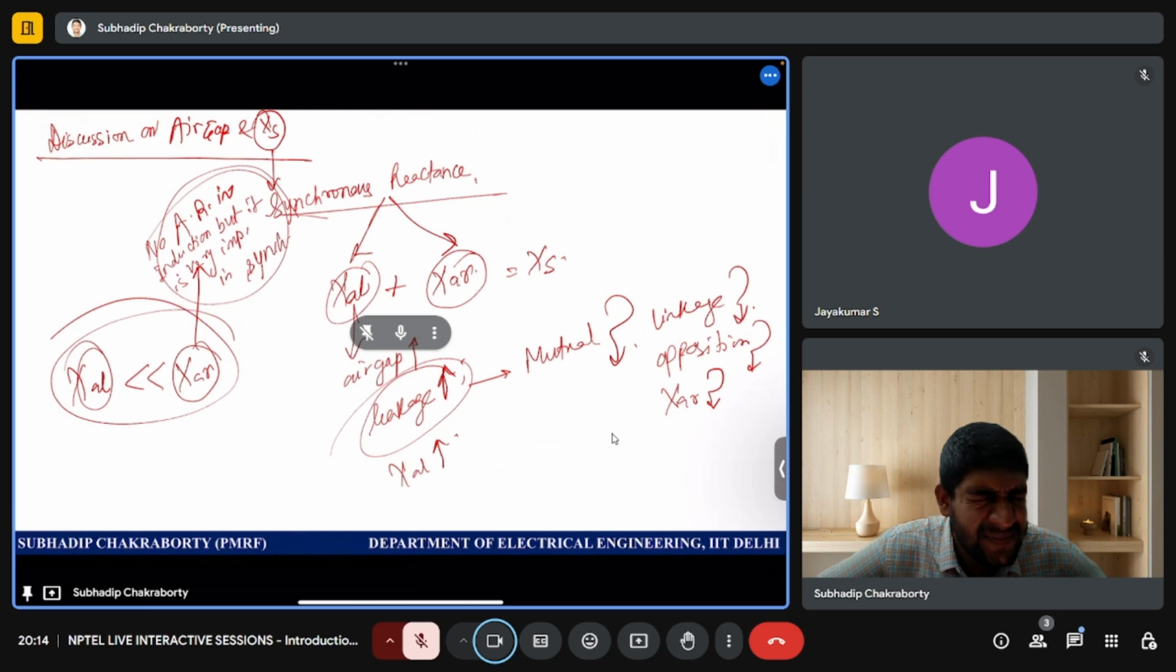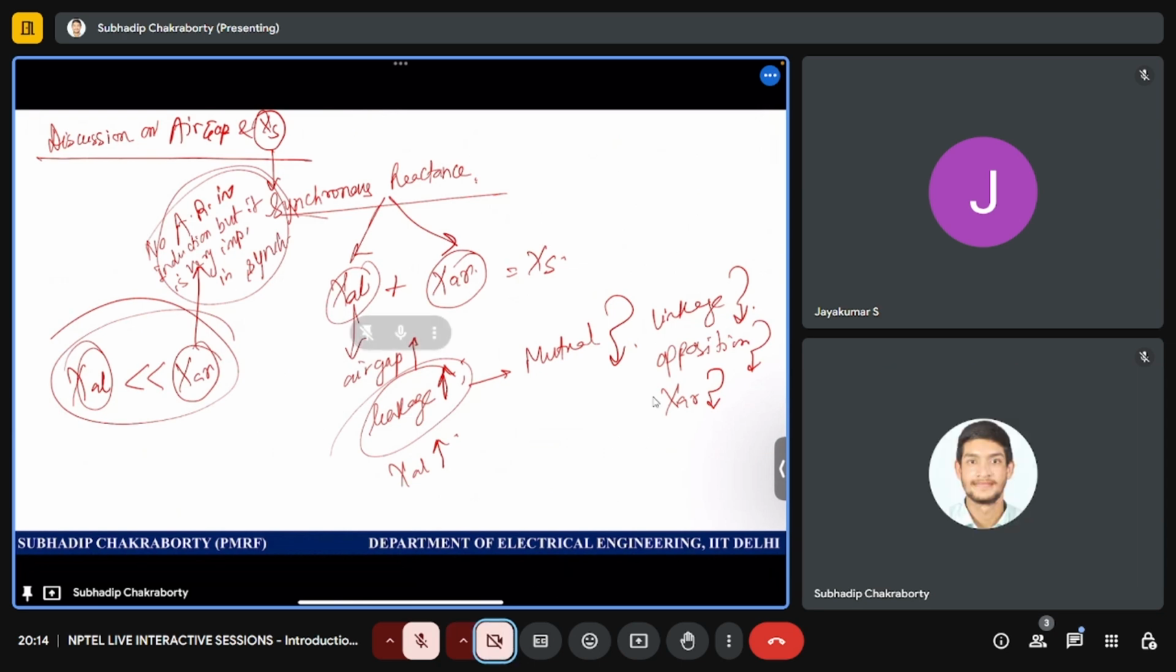And purposefully, we build more air gap. We talked about this point in the previous week. I think you remember. Compared to induction, we have a little more air gap in the synchronous machine. Why, can you tell from this logic? Reducing coupling, but is it good?